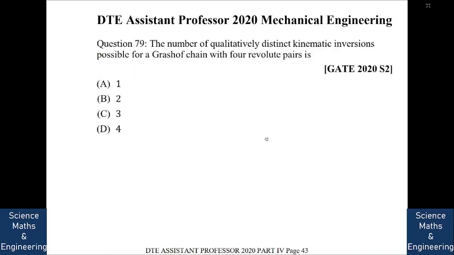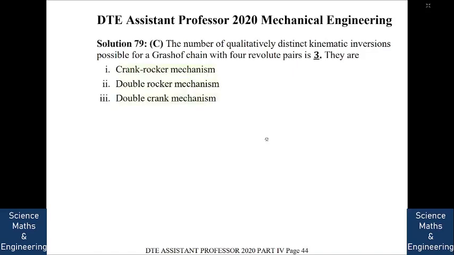So next question. The number of qualitatively distinct kinematic inversions possible for a Grashof chain with 4 revolute pairs is... So the answer is that the number of qualitatively distinct kinematic inversions possible for a Grashof chain with 4 revolute pairs is 3, and these are the crank rocker mechanism, double rocker mechanism, and double crank mechanism.